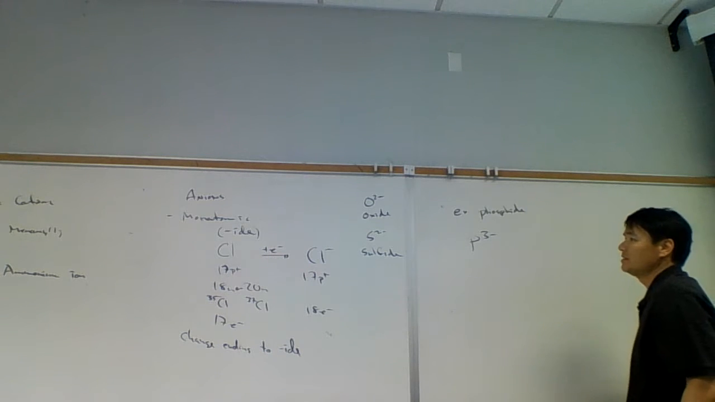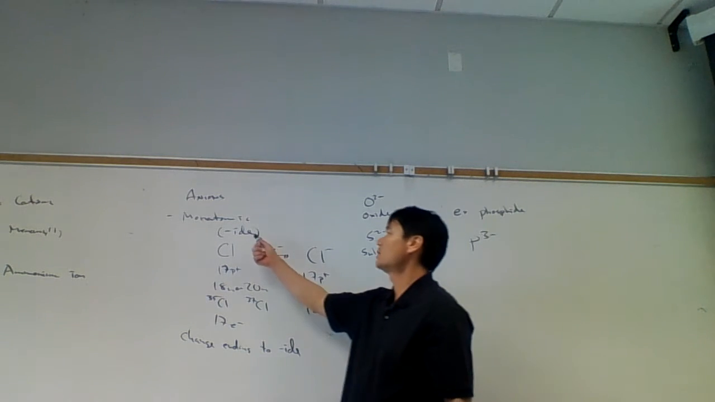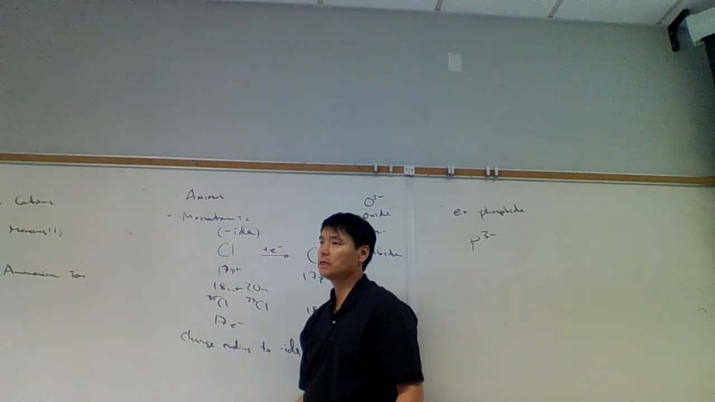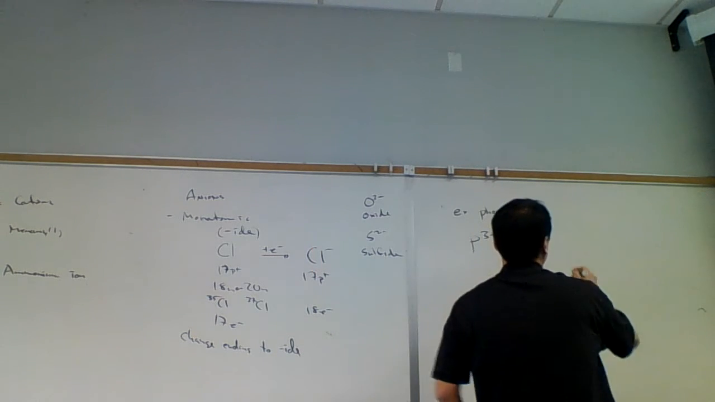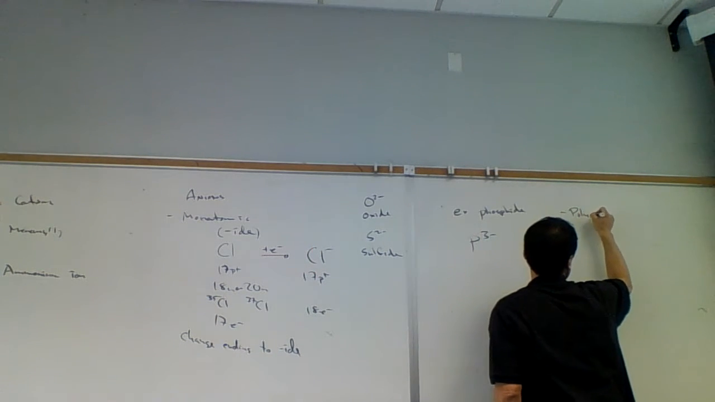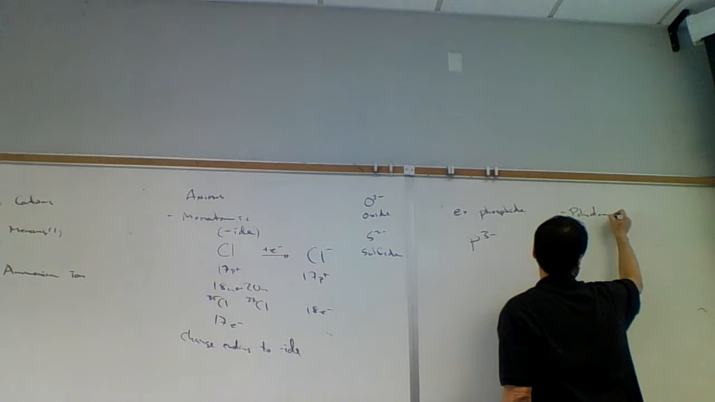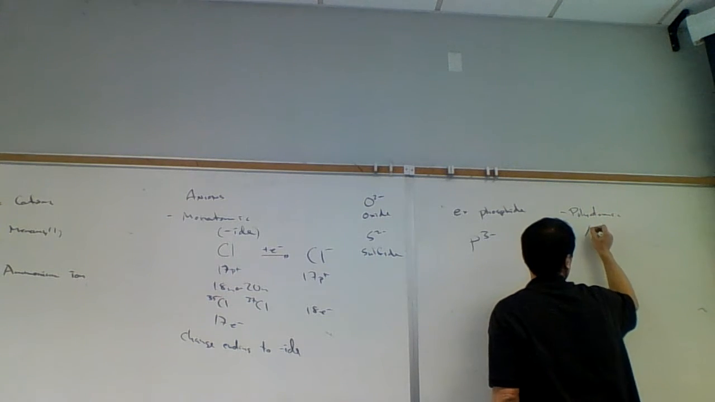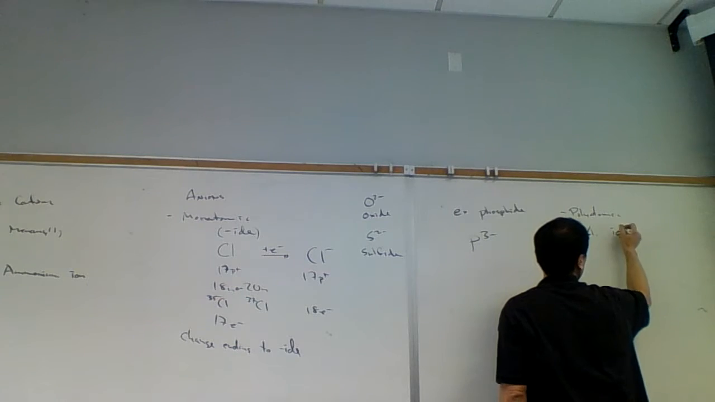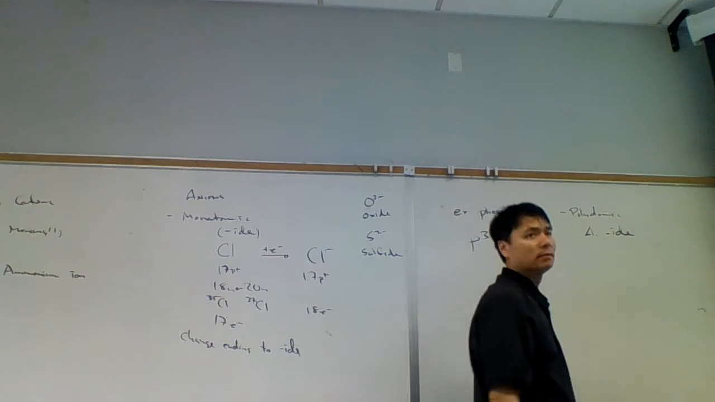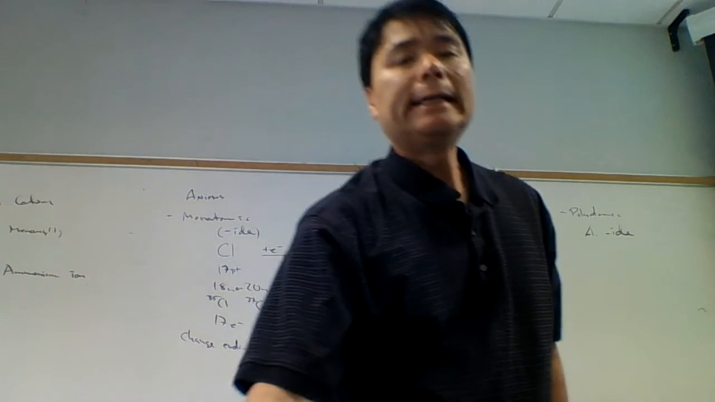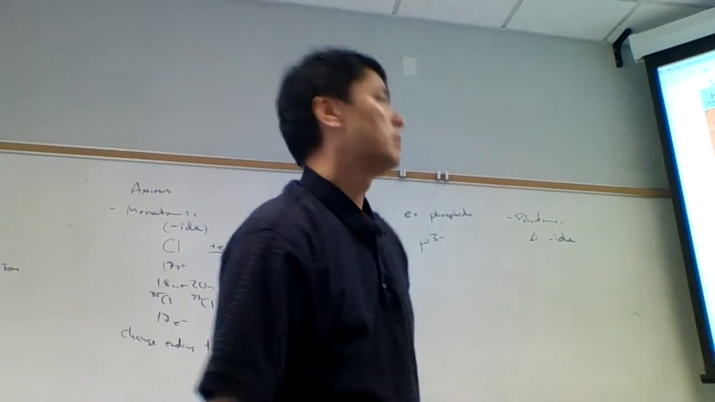And so, if you see the "ide" ending, it's most likely monatomic, but potentially it's polyatomic. And so, let's go to polyatomic. Now, we have 3 different endings for polyatomics. We have the IDE ending. For the IDE ending, the easiest thing is just to memorize these.